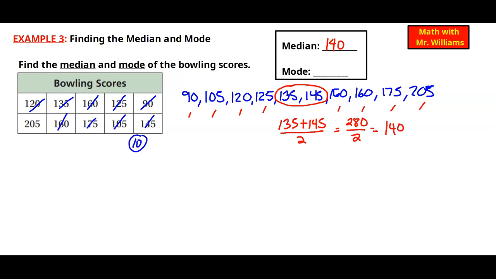All right, on to the mode. For the mode, we already have our numbers in order. Now we can quickly see which one happens the most. So we see that there's only one of every number except for 160. So 160 represents the mode because it occurs the most often. So the median is 140 and the mode is 160.